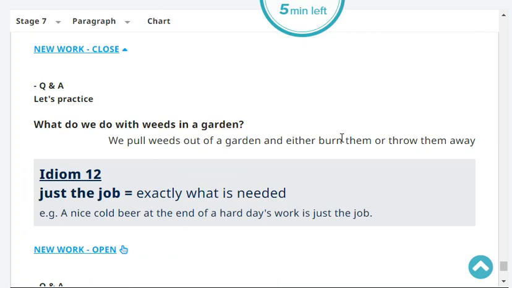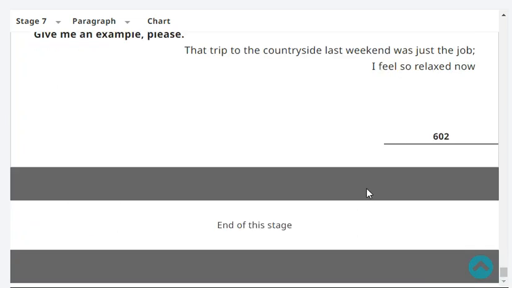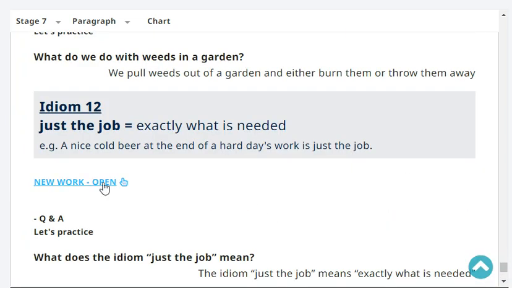So let's practice. What do we do with weeds in the garden? We pull weeds out of the garden and either burn them or throw them away. Very good.